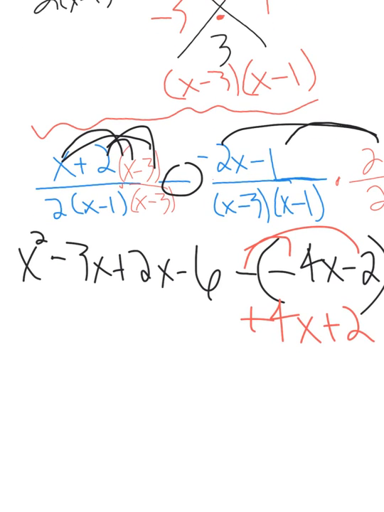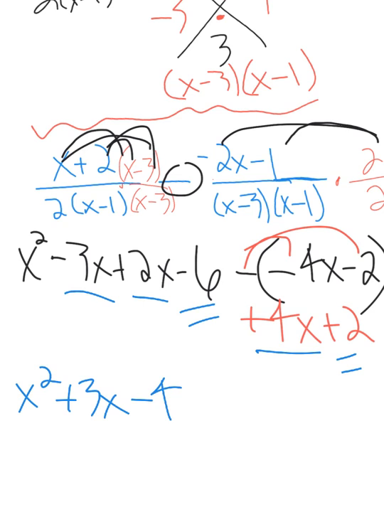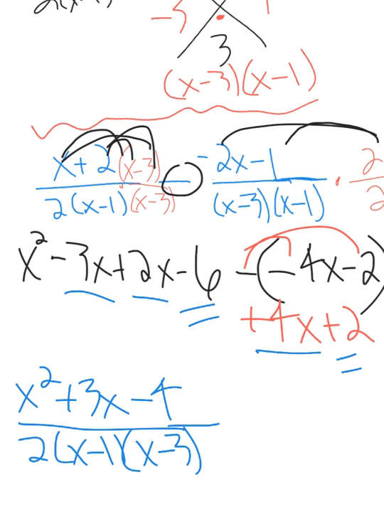So let's go ahead and combine like terms. I have x squared, that can't combine with anything, so I'm just going to write that down. I have -3x plus 2x plus 4x, so that'll make plus 3x. And then I have -6 plus 2, so that'll make -4. And so here I have all this written over 2 times (x - 1) times (x - 3). There's a little bit more to this problem, but right now let's identify what x can't equal.